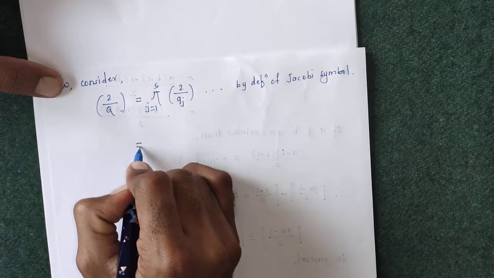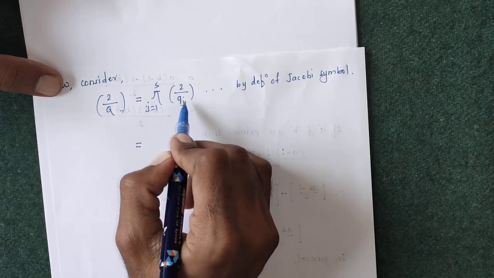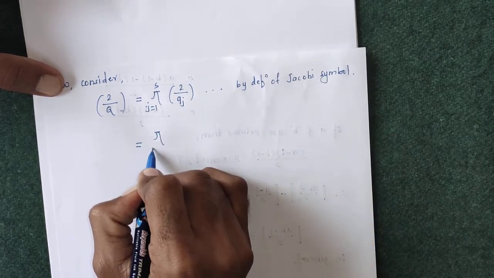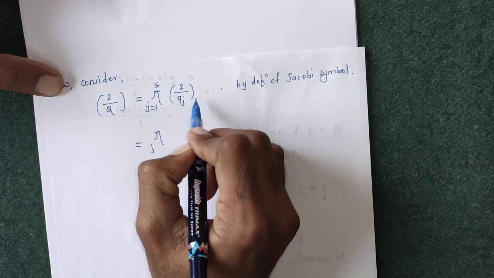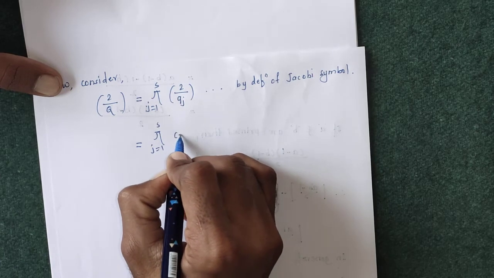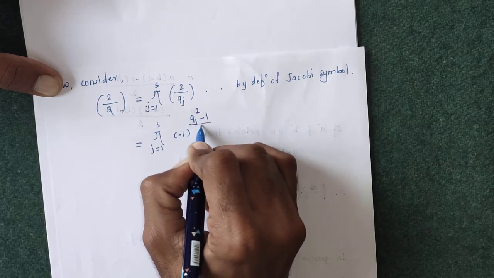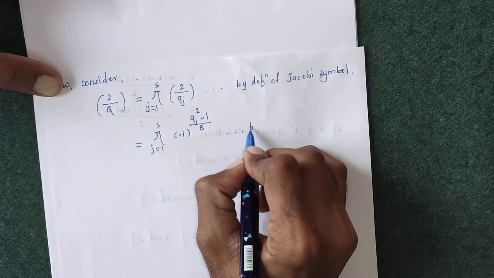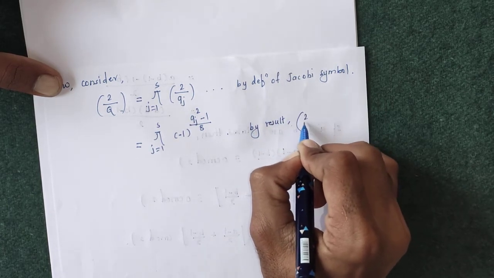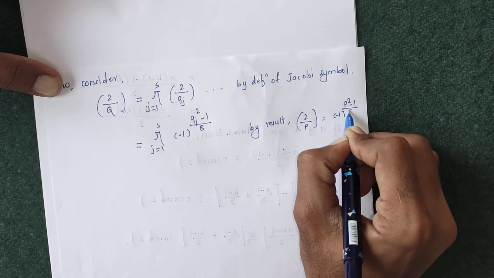Now, here this is just a Legendre symbol of 2 and Qj, and we know that the Legendre symbol of 2 and p is equal to (−1) raised to (p²−1)/8. Using that result, I can write this product as it is, and this is (−1) to the power (Qj²−1)/8, where Qj is a prime number, by the result of the Legendre symbol, and that result is the Legendre symbol of 2 and p is equal to (−1) raised to (p²−1)/8.